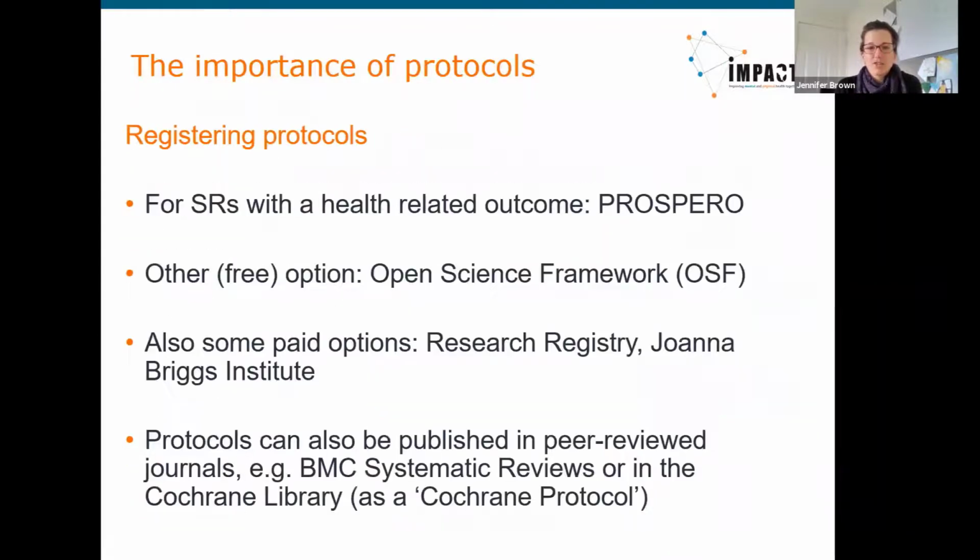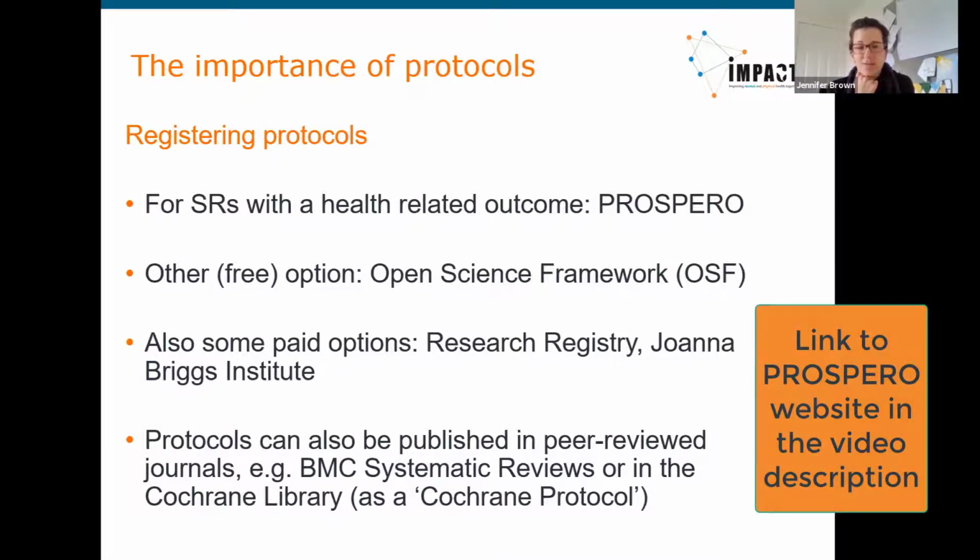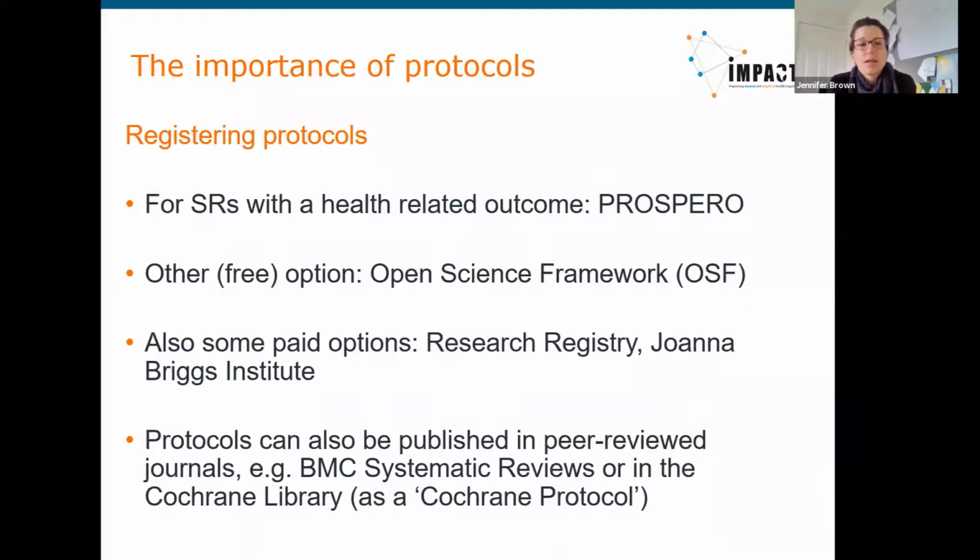So a little bit more on registering. The most obvious place to register systematic review protocols with a health-related outcome is Prospero. Prospero is hosted in CRD, where Rachel is based as well, and it's been phenomenally successful since it was launched. And the team are very, very busy registering protocols, but they need to have a health-related outcome. For anything else, there's one other free option that I have used before, which is OSF, the Open Science Framework. But there are also some paid options, such as Research Registry, who I think charge about £90 British per registration. And there's also the Joanna Briggs Institute that also registers systematic review protocols.